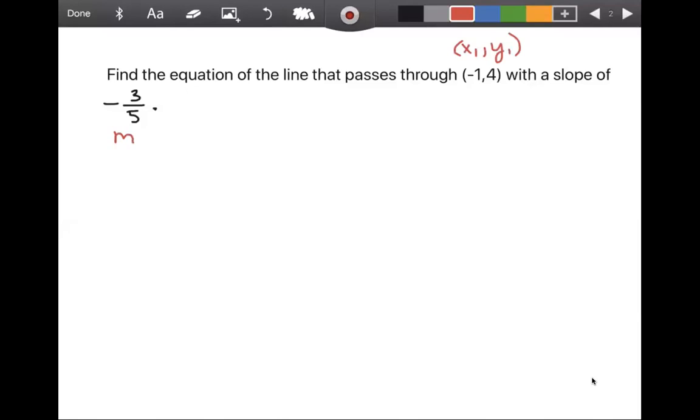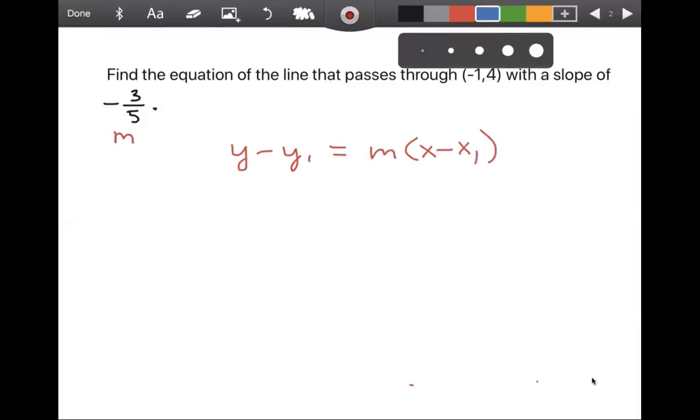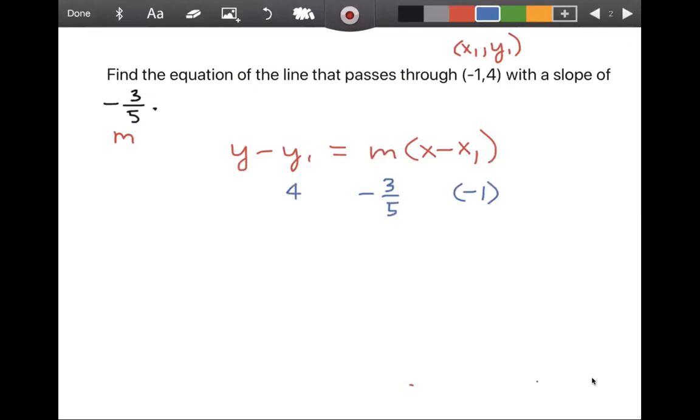So using our point-slope formula, which is y minus y1 equals m times x minus x1, I will substitute negative 3/5 for m, negative 1 for x1, and 4 for y1. That gives me y minus 4 equals negative 3/5 times x minus negative 1.